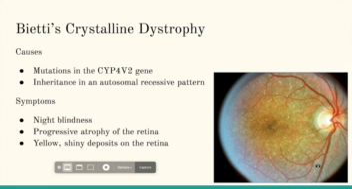It begins with a loss of sharp vision, and they will also start to notice difficulty seeing in dim light. People with Bietti's often lose peripheral vision as well. There's also yellow, shiny deposits on the retina. And so then people with Bietti's will become legally blind by the time they're in their 40s or 50s.